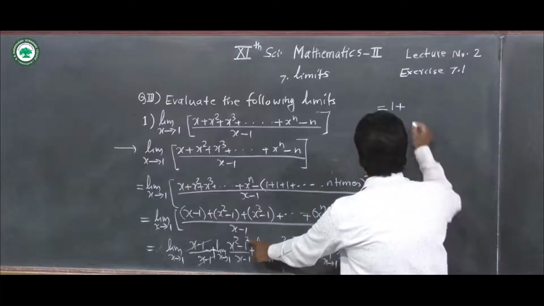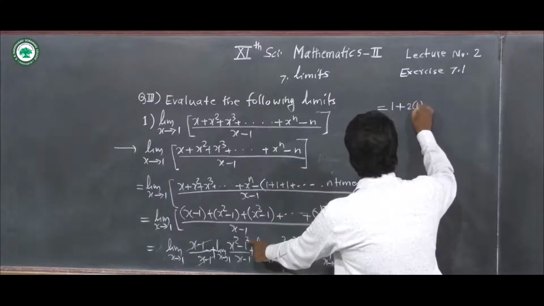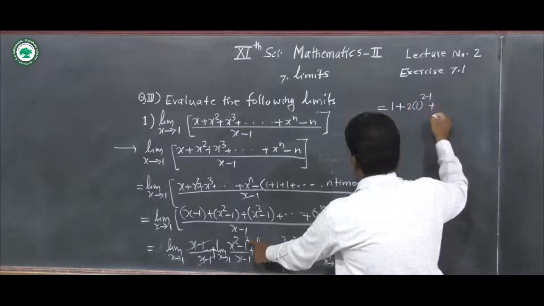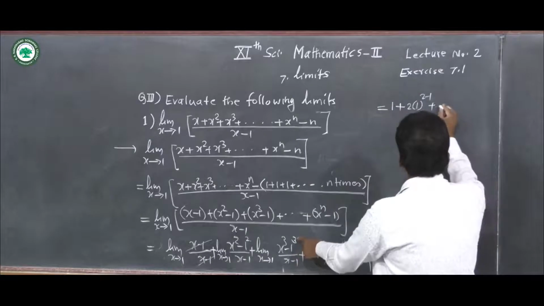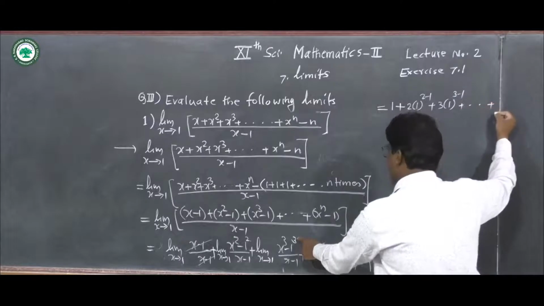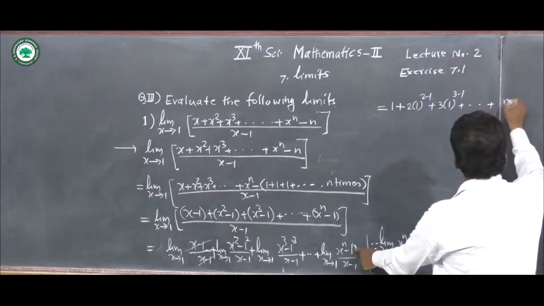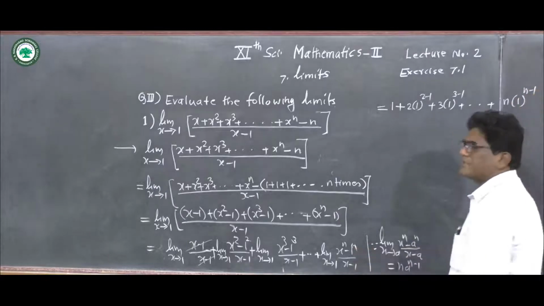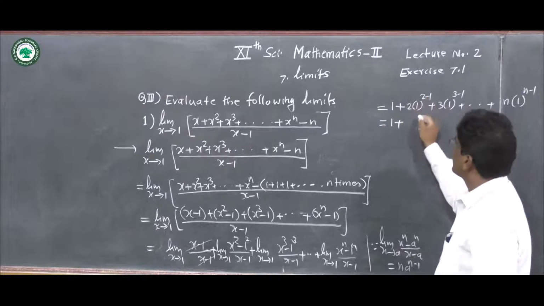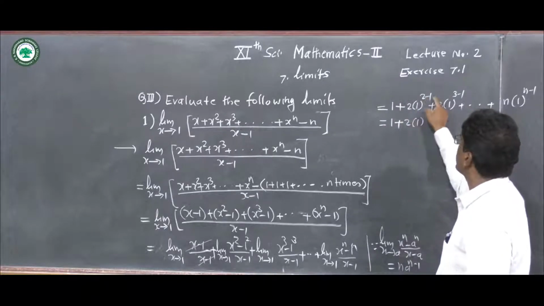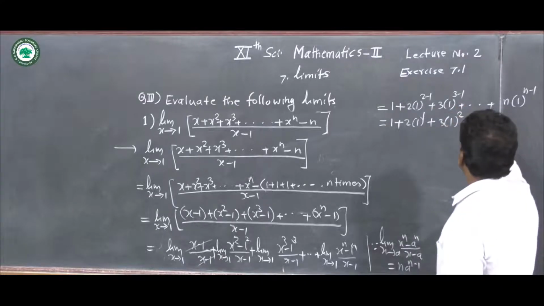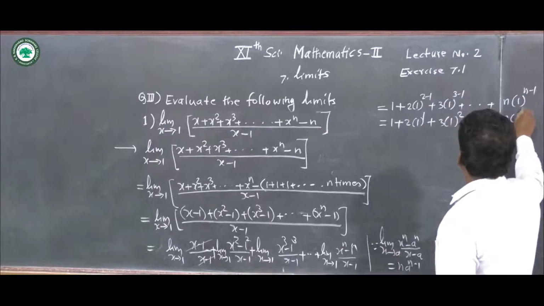Here n is 2. So 2 into a means 1, to the power n minus 1, that means 2 minus 1. Plus next, this 1 to the power 3, we write 3 into 1 to the power 3 minus 1, plus up to dot dot, lastly n into 1 to the power n minus 1. So we get 1 plus 2 into 1 to the power 2 minus 1, plus 3 into 1 to the power 3 minus 1, plus up to dot dot, plus n into 1 to the power n minus 1.